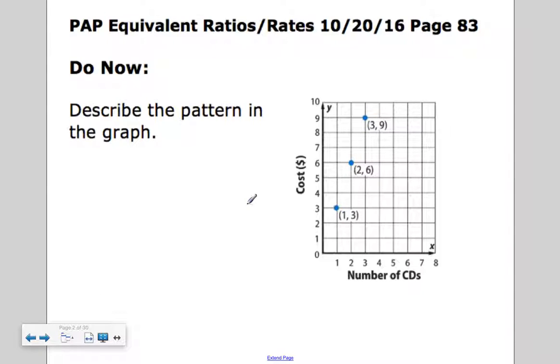So let's look at this. Describe the pattern in this graph. It costs $3 for 1 CD. So the cost is the dependent. It depends on the number of CDs you buy. $6 for 2 CDs, because here's 6, it costs $6. 2 is for the CDs. $9 for 3 CDs. So if I describe the pattern, $12 for 4 CDs, that's my prediction for the next one. 4 for 12. 4 CDs for $12.